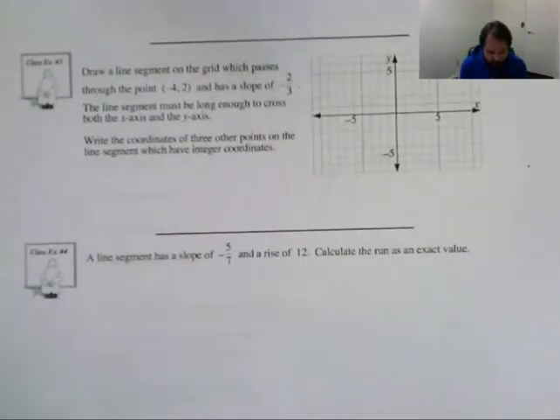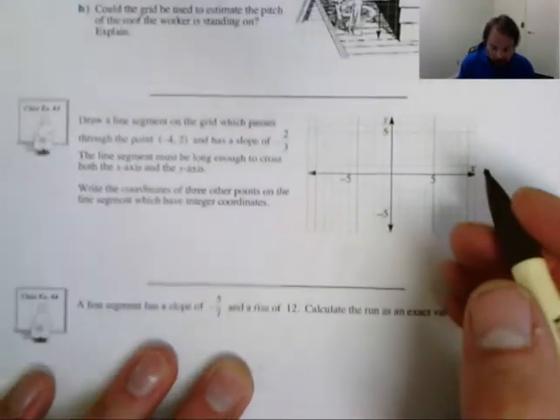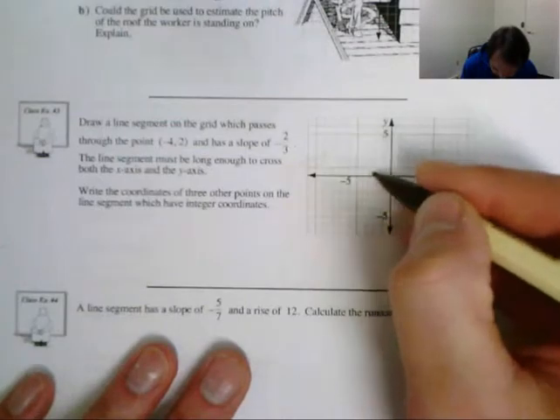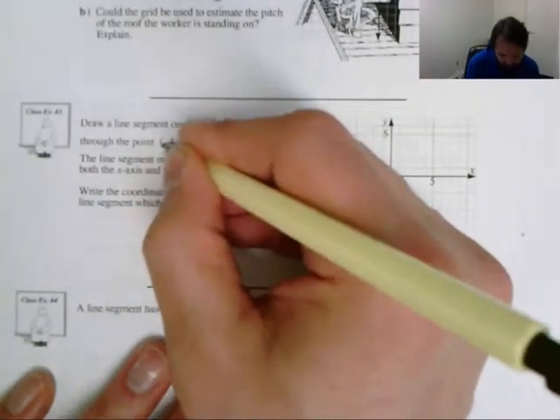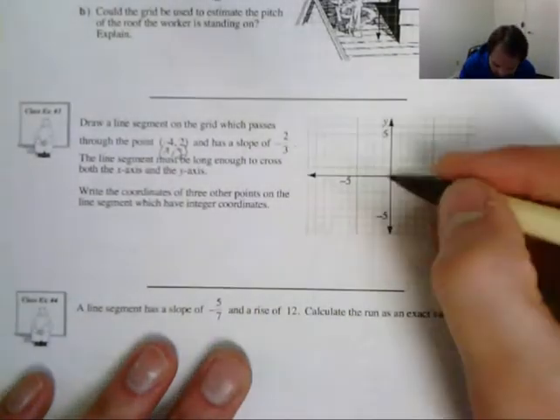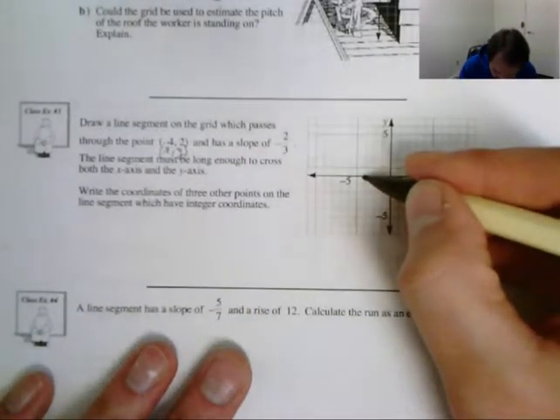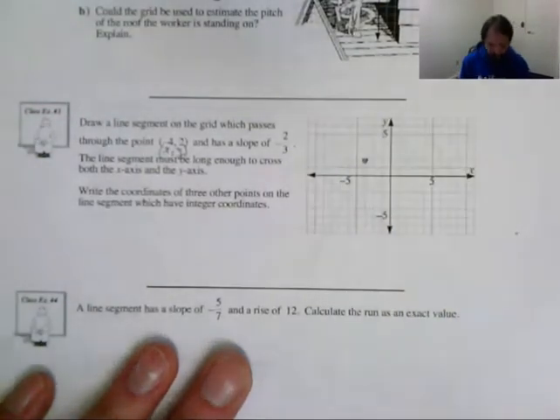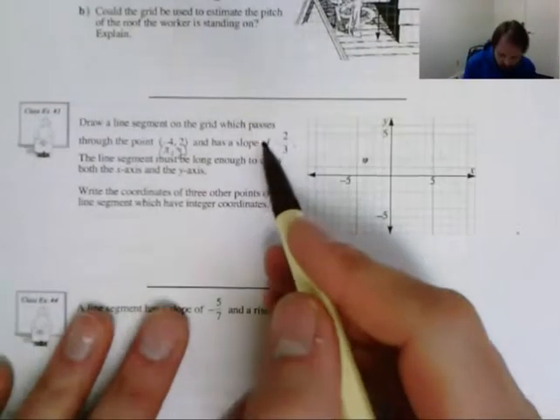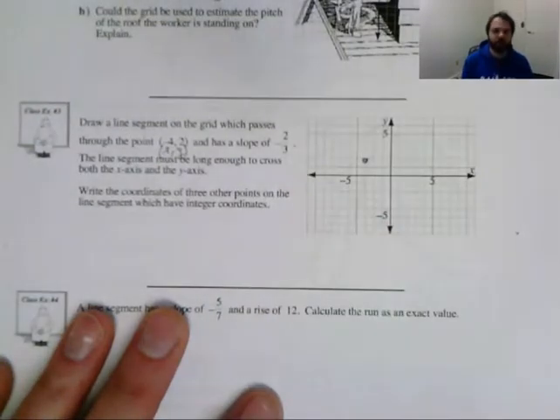In this example, it says draw a line segment on the grid which passes through point (-4, 2). So I'm going to look here and go -4. It is always x first and then y when we're doing our grids, because x comes before y in the alphabet. So I'm going to go -4, and then we want to go 2 up. So here is my point. Okay? And it says we have a slope of -2 over 3.